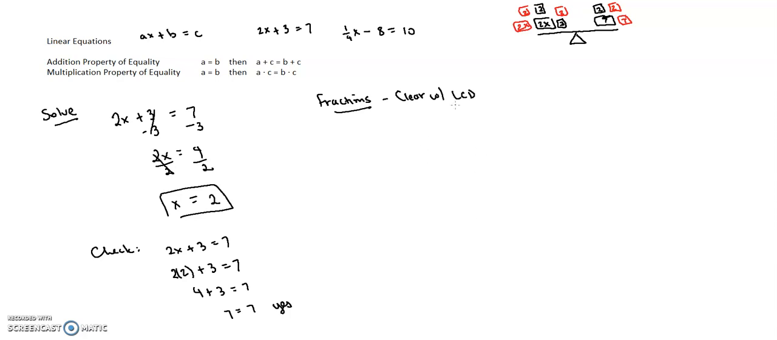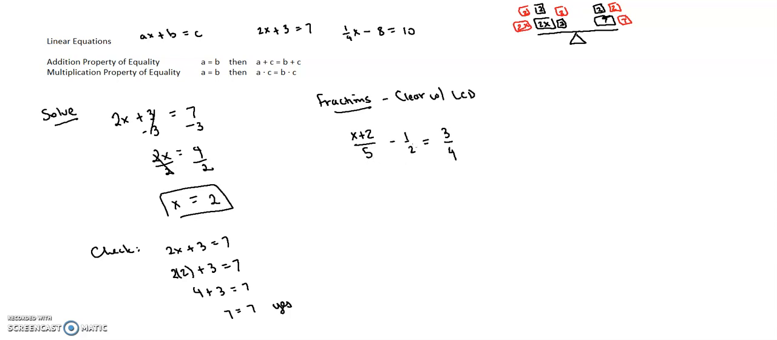Now you can use any common denominator. The LCD is just the best one because it's the smallest one. So let's look at an example. Let's say we have x plus 2 over 5 minus 1/2 equals 3/4. So we want to find the LCD or any common denominator, but the LCD would be best.